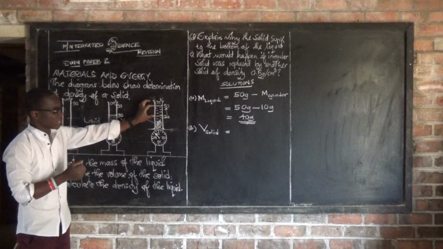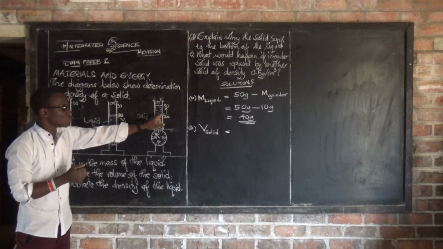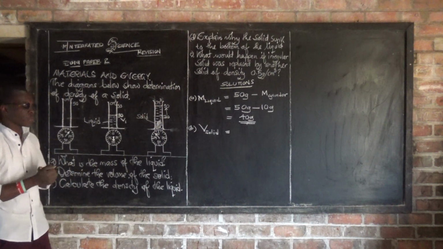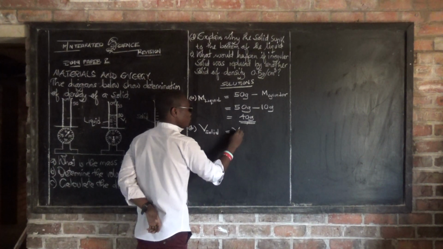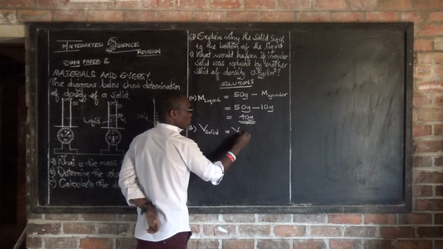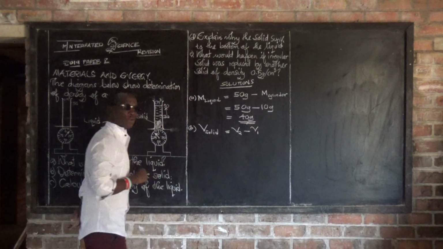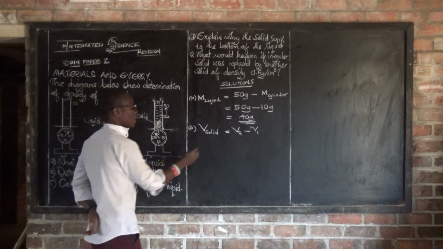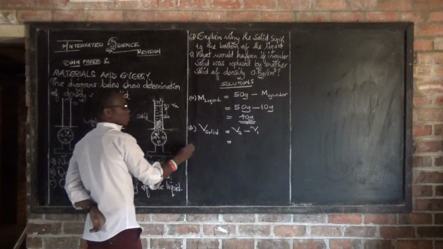This is the volume of the solid, the difference from 30 to 50. That is the volume. So the volume of the solid is the final volume, which is volume 2, minus the initial volume, which is volume 1. So what is our volume 2? This is 50. This is our V2.